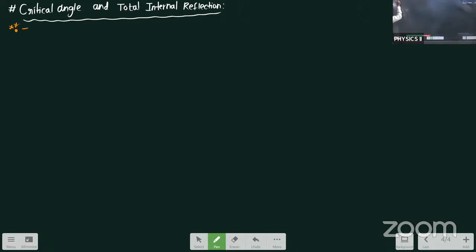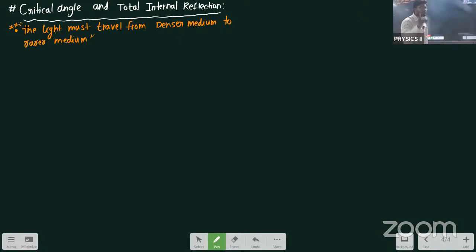What is that condition? The light must travel from denser medium to rarer medium. This is the first condition required. Without this condition, this phenomenon can't be observed. Always the light must travel from denser medium to rarer medium.